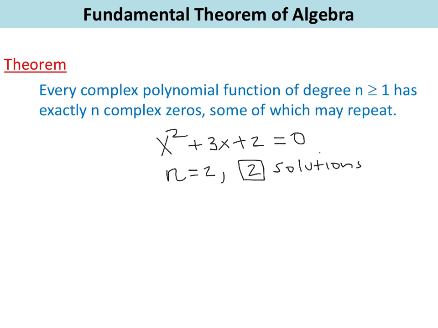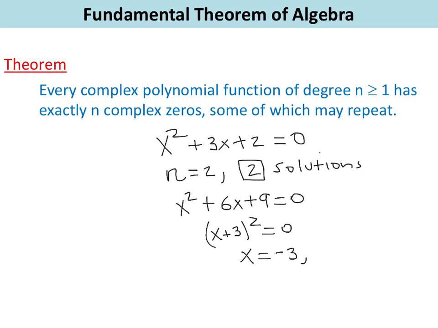Some might be real, some might be imaginary, and some might repeat. For example, if I have x squared plus 6x plus 9 is equal to 0, this one I can solve. This is x plus 3 squared is equal to 0, so x is equal to -3. And the multiplicity is 2, which means it's a repeated solution. But just because I know the degree is 2, I know it has two solutions.